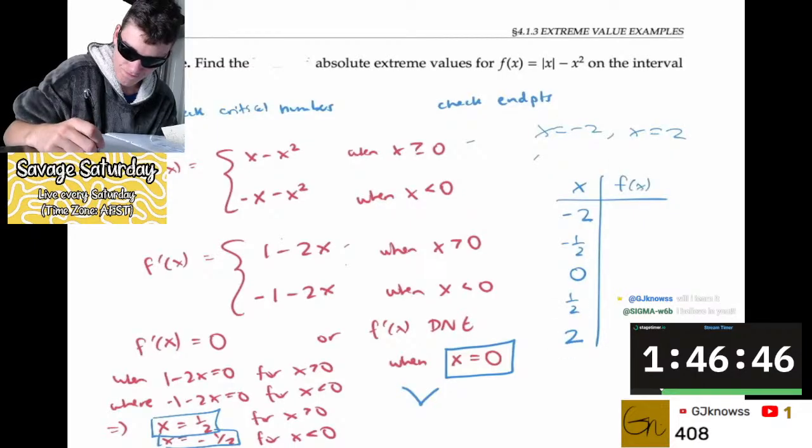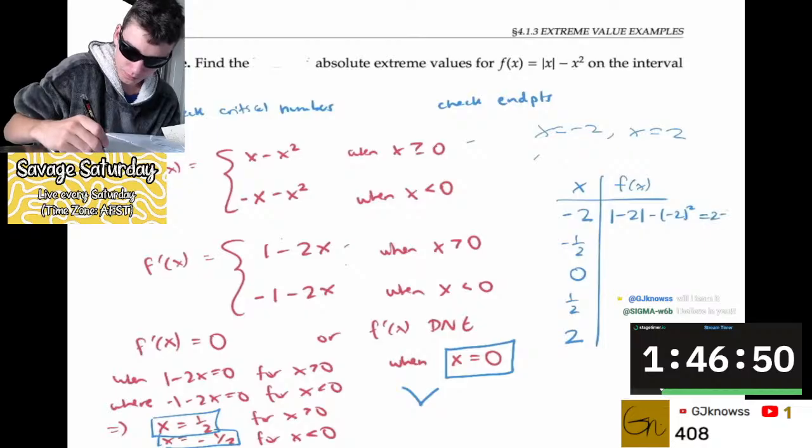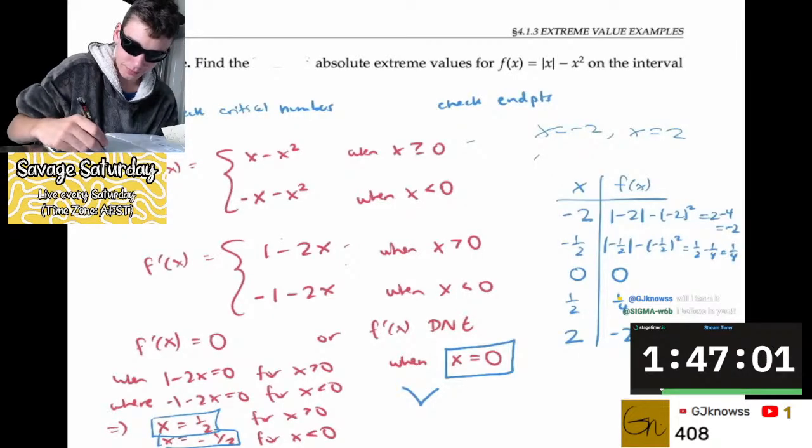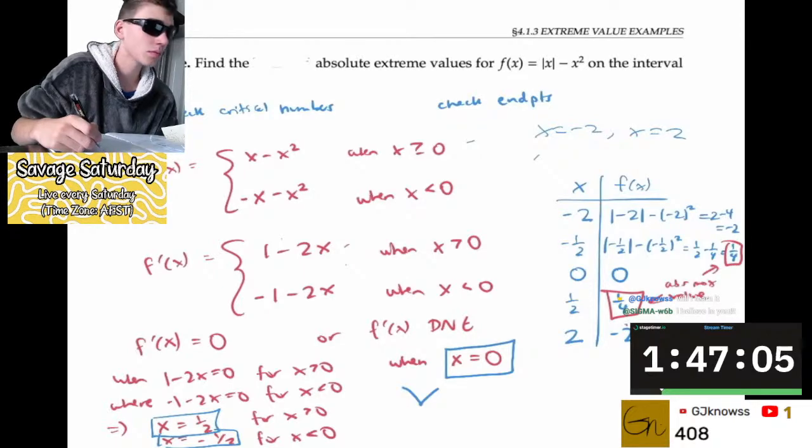And my corresponding f of x values are going to be, let's see, absolute value of negative 2 minus negative 2 squared works out to 2 minus 4, which is negative 2. I plug in negative 1/2, I get 1/2 minus 1/4, which is 1/4. Plug in 0, I get 0. And plugging in 1/2, I get 1/4. And plugging in 2, I get negative 2 again. So now my biggest value is going to be 1/4. So that's my absolute max value. And my smallest value is going to be negative 2. So that's my absolute min value.